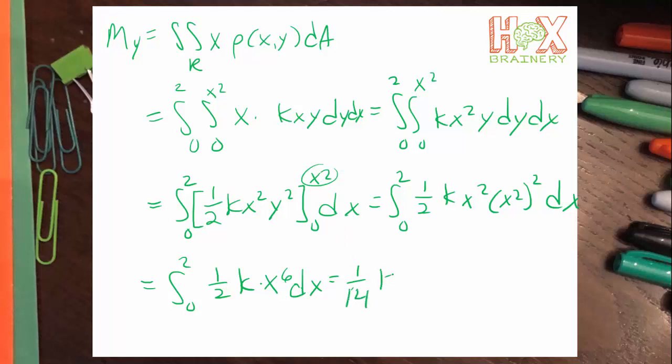I get 1/14 k x to the 7th. I'm going from 0 to 2. Plug 2 in for the x and simplify. So you get 64 over 7k. All right, so that's all you have to do to find the moment about the y-axis. So we found the moments, and now we're going to use these to find the center of mass.